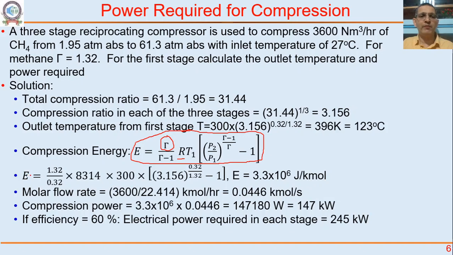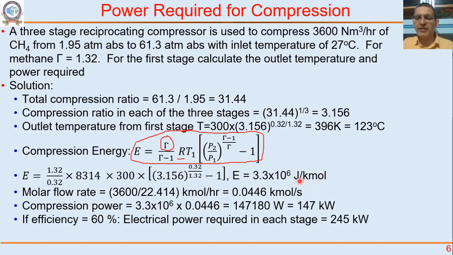So energy required for compression in first stage will be gamma by gamma minus 1, that is 1.32 divided by 0.32, times 8314, that's R. Inlet temperature is 300. Compression ratio in one stage is 3.156, so 3.156 raised to gamma minus 1 by gamma, minus 1. And you will see the compression ratio is a dimensionless number, gamma is a dimensionless number, so this E will have units of RT1. So if you take R in joules per kilomole Kelvin, T1 in Kelvin, you will have E in terms of joules per kilomole. So that's the energy required per kilomole of compression.